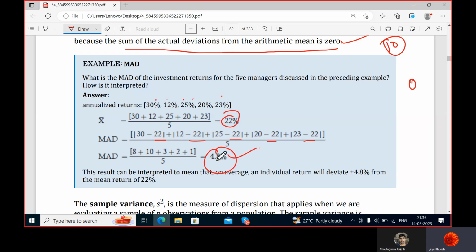So what does it mean? Deviation is nothing but how much deviation you are going to see from your mean.